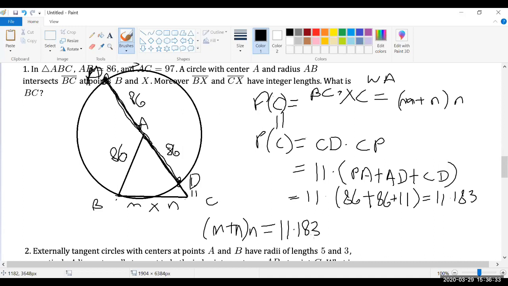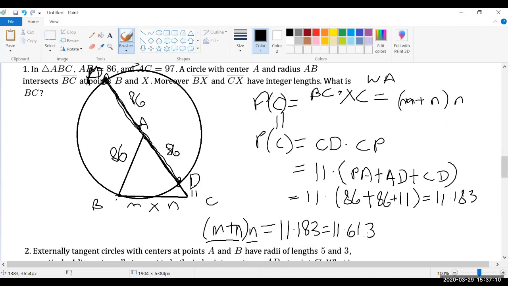Okay, so our last criteria was that BX and XC have integer lengths. So M and N have to be integers. Now we can look at M plus N by itself and then N by itself, and we know that they have to be factors of 11 times 183, which is 11 times 61 times 3. And at this point, it just became a number theory question, right? So we know that M plus N times N is some variation of 11 times 61 times 3. So we can kind of just guess and check.